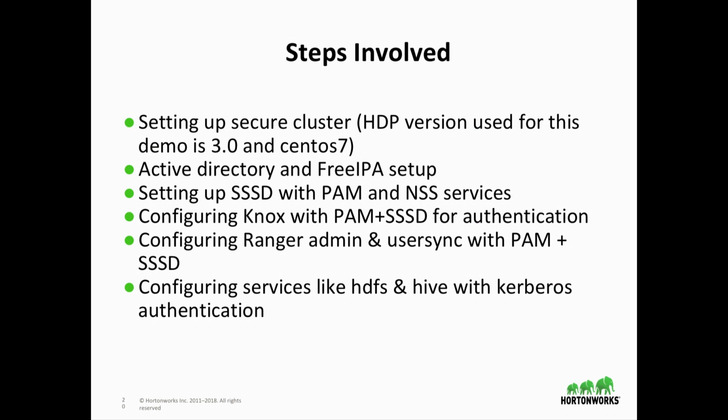So in order to do this setup, what are all the steps involved? For this demo, I took an HDP 3.0 cluster that has CentOS running on all the nodes. I also set up an Active Directory and a FreeIPA setup, and both have two different domains. Then I set up SSSD with PAM and NSS services enabled on all the nodes. This will be useful for getting the users from both the directory servers.